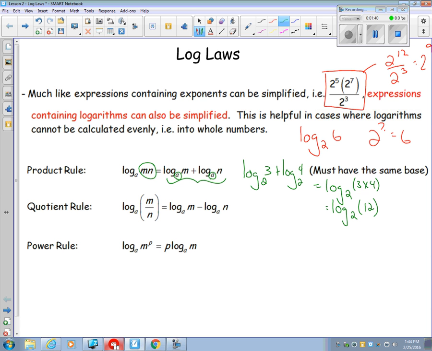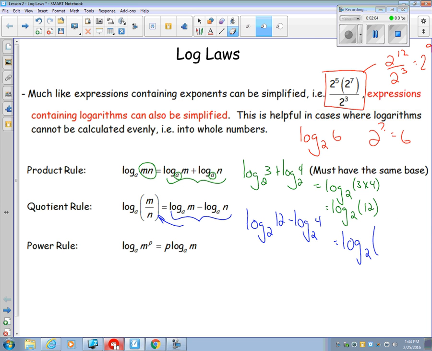Okay. The opposite direction, if I have logarithms that are subtracting, again the same base, I could turn that into dividing. So if I had log 2 of 12 minus log 2 of 4, I could turn that into log 2 of 12 over 4, or in other words, log 2 of 3. And again, maybe that's something I can calculate easier. Now, these are just made up examples. These aren't things we've calculated yet. We'll go through some in a minute where we can do that.